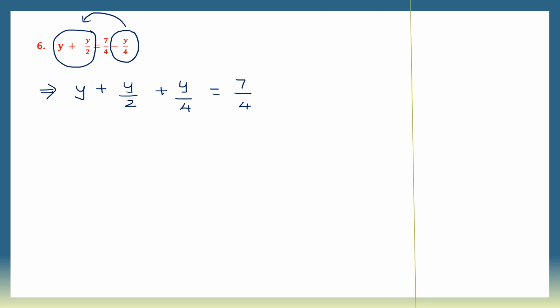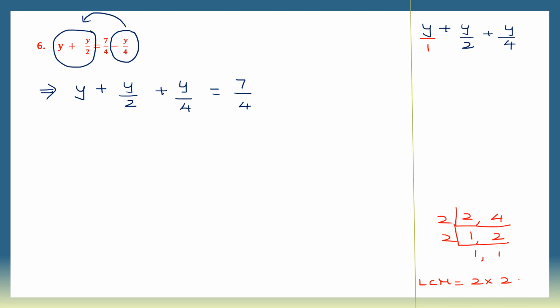So let's begin. Here we write y plus y by 2 plus y by 4. So let's work this out. Now we'll make them all fractions. So this one gets the denominator 1. Let's find the LCM of the denominators 1, 2 and 4. We can leave 1 and find the LCM of 2 and 4. So starting with 2, 2 ones are 2, 2 twos are 4. Continue again, 1 and 1. So our LCM is 2 into 2, which is 4.